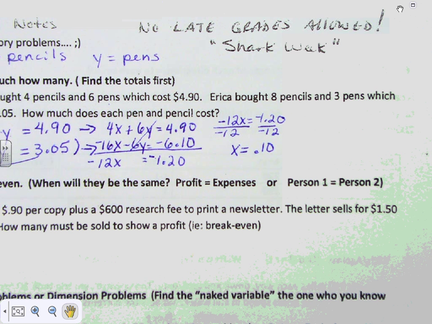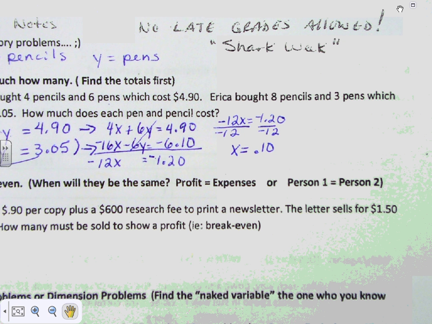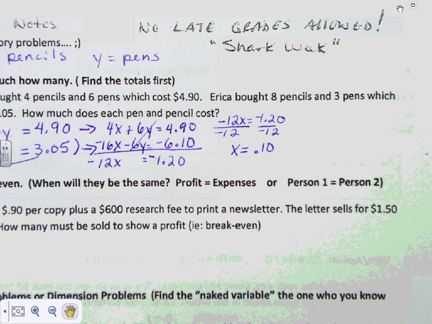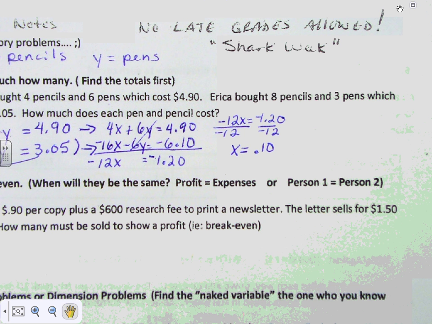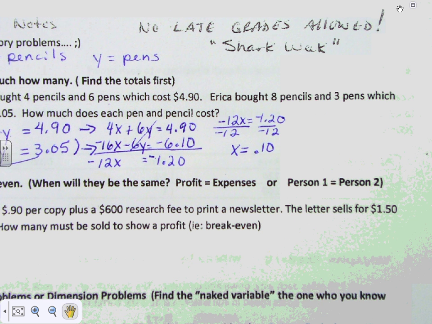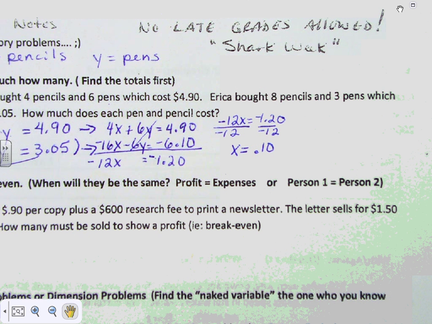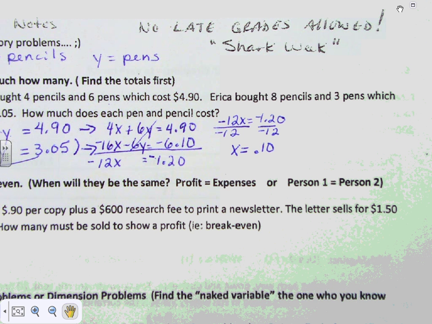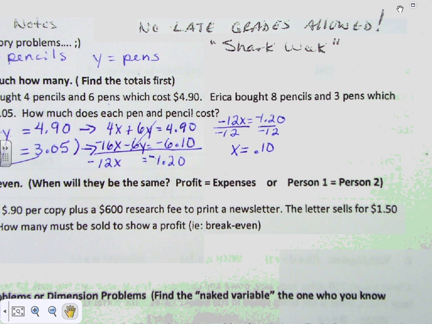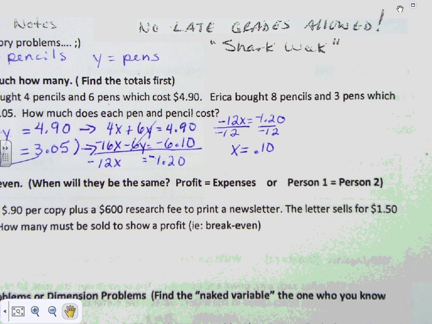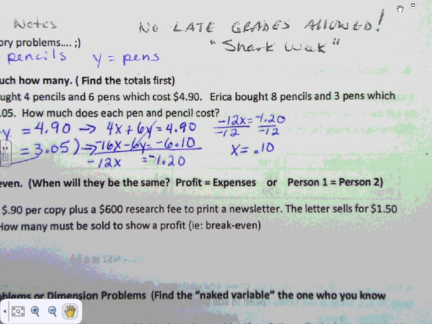Please make sure that when you are dealing with a story problem, your answers are making sense. This was money. How much did the pencils cost? Would it make sense to have a negative 10 cents? No. So right there you can check and make sure you have done good math. All right? So at this point, I have the pencils, because they were the letter X, are 10 cents. We have to go back now and find the pens.